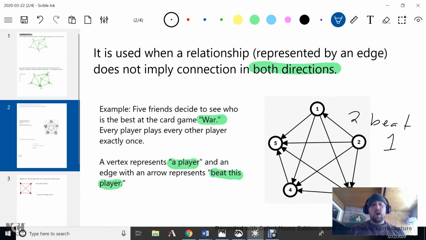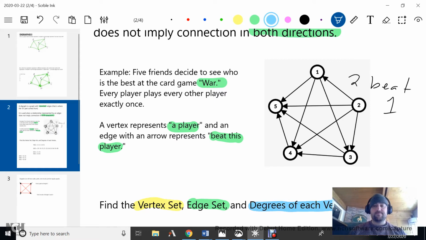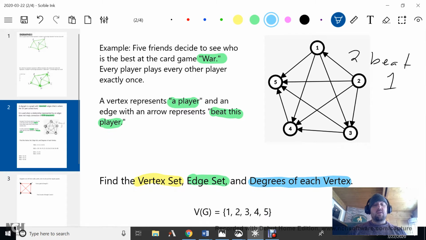Okay? So this is a digraph, and just like a normal graph, we can talk about its vertex set and its edge set and all that kind of stuff. Let's see what this looks like. So find the vertex set, find the edge set, and the degrees, and notice there's a plural here, the degrees of each vertex. The vertex set is the exact same thing as normal. It's just the 5 vertices listed.